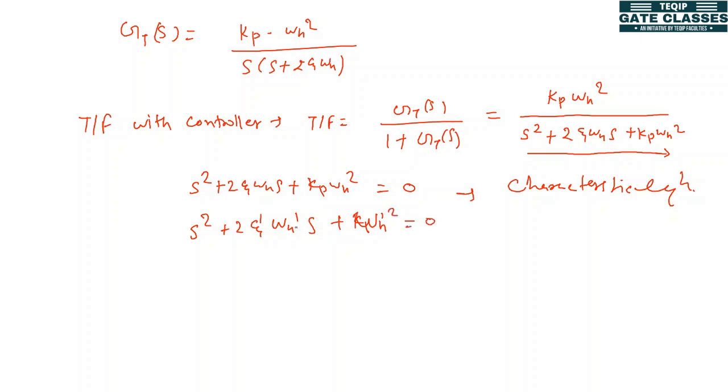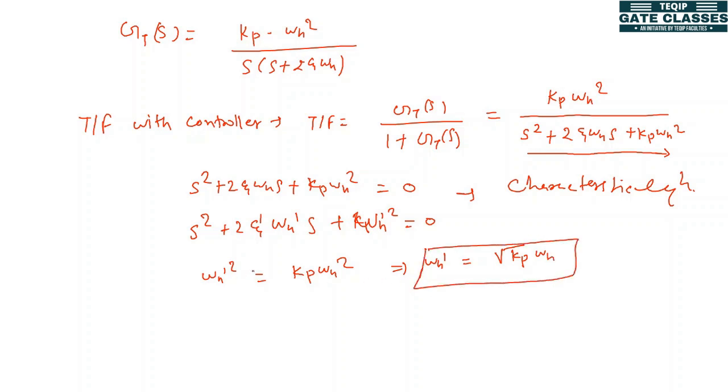If we compare both, we can see omega n dash square is equal to Kp omega n square. So omega n dash is equal to root Kp times omega n. And here, zeta dash omega n dash is equal to zeta omega n, which means this is constant. Zeta omega n is constant because it is not changing here.